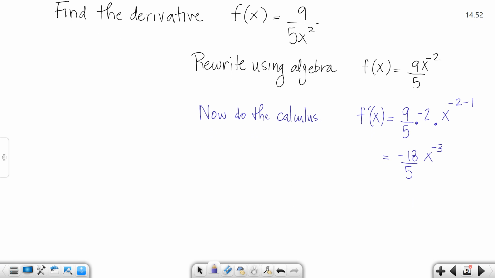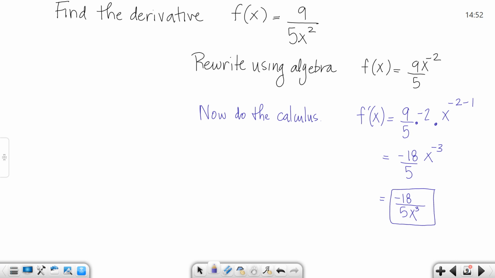Now when I make you do these for my quizzes, all of my answers should contain positive exponents only. So for my quiz, for my online class, this would be -18/5, and that x is going to come back to the bottom and be an x to the 3rd in the bottom. So a negative exponent in the top moves to the bottom. And that's what my answer would look like.